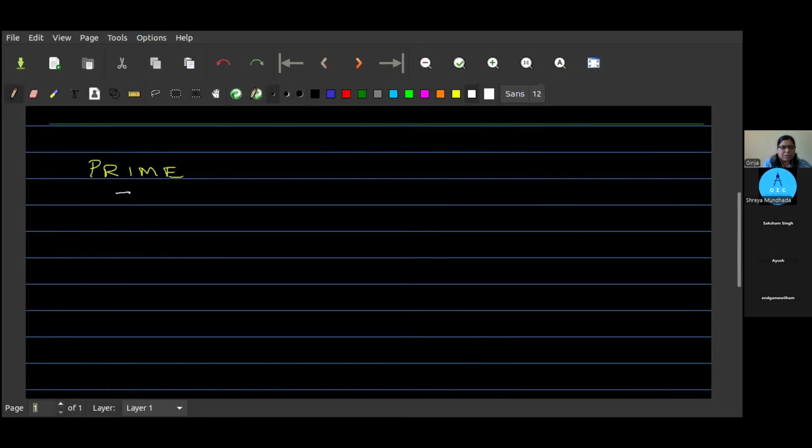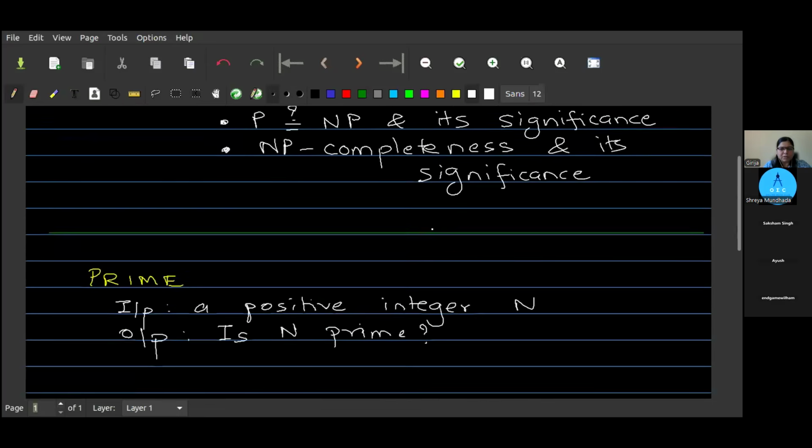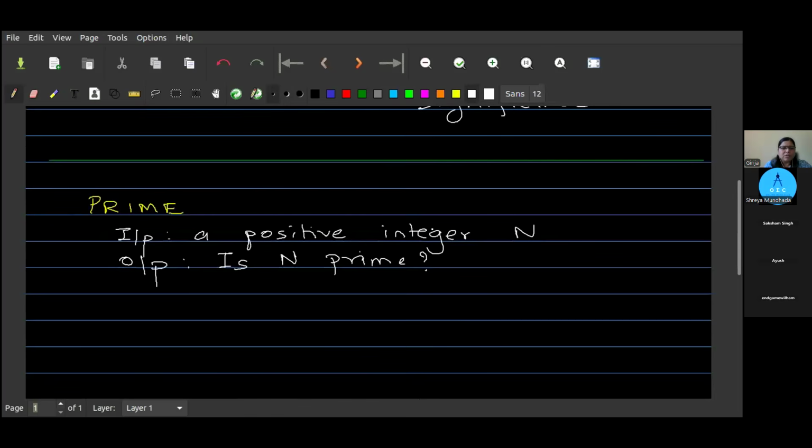What I'll define is a very simple problem, Prime. Let's say there is a positive integer, capital N, that is the input to the problem. The question I'm asking, or the output that I'm looking for, is the answer to this question: is N prime? Very simple problem. We'll start with some simple problems and dig into the complexity classes aspect, and then we will look at some possibly new problems.